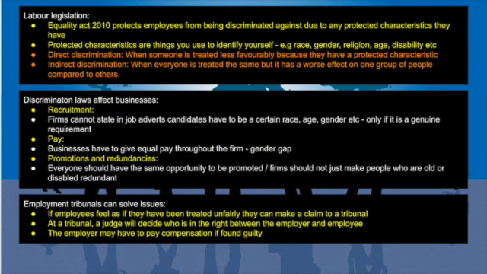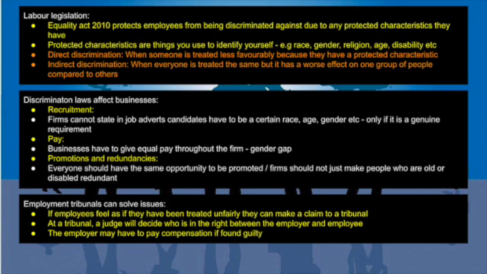So you have laws about labour. The Equality Act 2010 protects employees from being discriminated against due to any protected characteristics they have. Protected characteristics are just things you use to identify yourself, so your race, your gender, your religion, age, disability, etc. All those things along those lines. Now there's two types of discrimination. You have direct discrimination, so when someone is treated less favourably because of their protected characteristic. Then you have indirect discrimination, so everyone is treated the same, but it has a worse effect on one group of people compared to others.